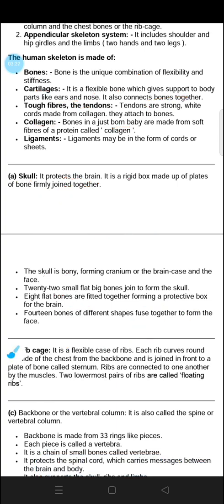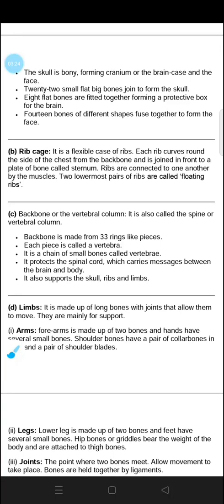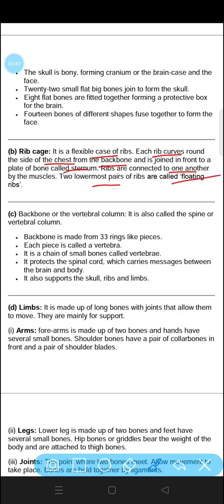Now next one is the rib cage. It is a flexible case of ribs. Each rib curves round the chest from the backbone and is joined in front to a plate of bone called the sternum. Ribs are connected to one another by the muscles. The two lowermost pairs of ribs are called floating ribs.